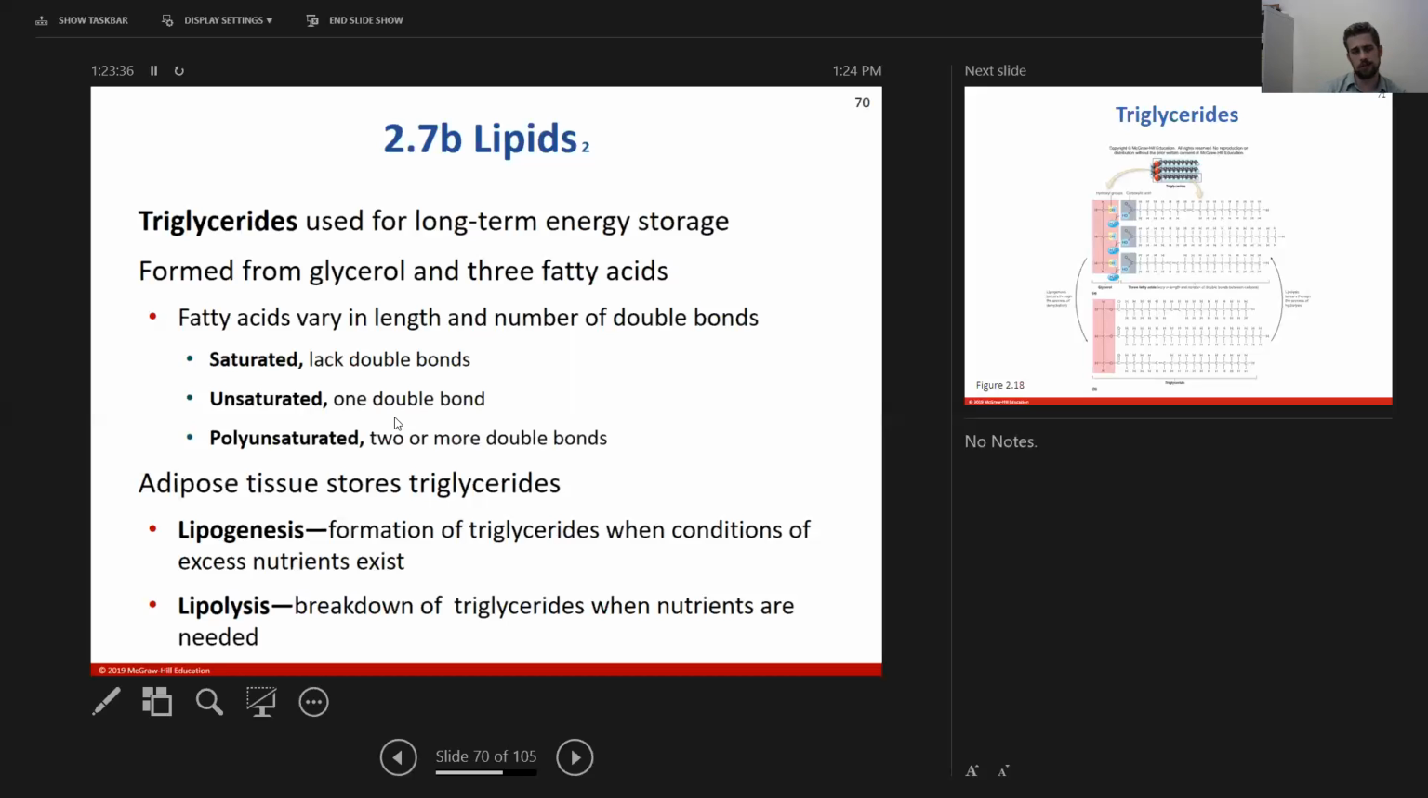And then polyunsaturated are where we see 2 or more double bonds. Oftentimes, we read on our ingredients list of Pringles, monounsaturated fat, polyunsaturated fat. Unsaturated just means there's going to be a double bond and that it's liquid at room temperature. Adipose tissue, our fat tissue, is going to store those triglycerides. Lipogenesis is the formation of triglycerides when conditions of excess nutrients exist, and lipolysis is the breakdown of the triglycerides when nutrients are needed.